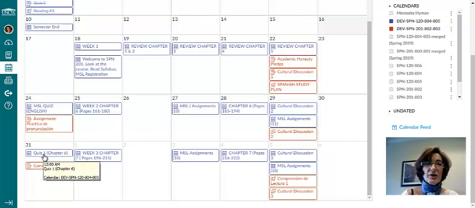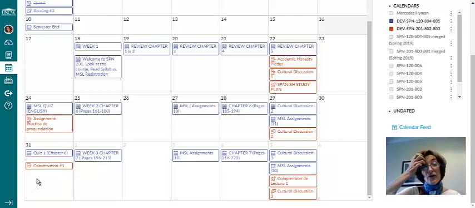Apart from that, you're going to see a pattern. Every Sunday, you're going to see you have a conversation to do between 2 students. And then you have a few readings that are due on Fridays, and cultural discussions also due on Fridays.